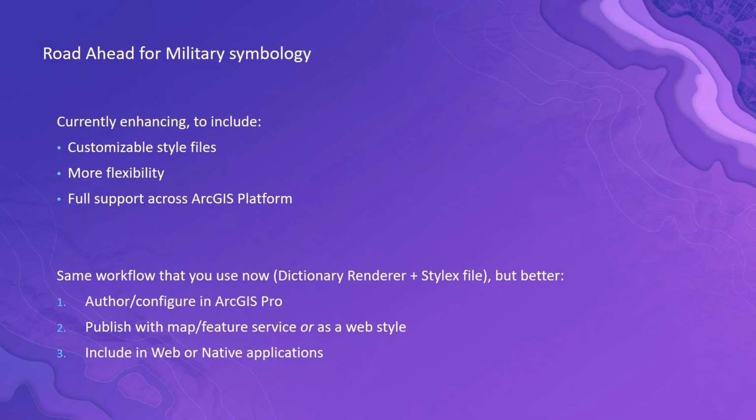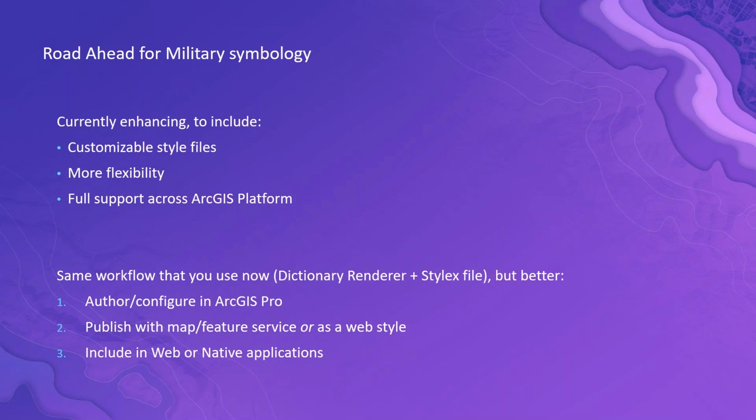So we don't want to change things drastically. We want to use the same workflow that you use now. So the idea of using a dictionary renderer and pointing it to a style file, but just improving on that a little bit. So you would still use ArcGIS Pro to author and configure your data, or to author and configure your style file itself if you want to take one and configure it or create a brand new one.